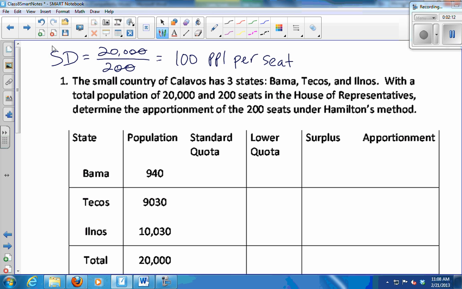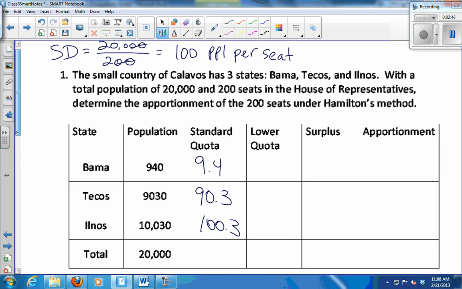Then you take each state's population, and we have to know how many sets of 100 it has, because for every set of 100 people, they get a seat in Congress. So I have to do each of these populations divided by 100. 940 divided by 100 is 9.4. 9,030 divided by 100 is 90.3. 10,030 divided by 100 is 100.3. And so my total seats, if I added those numbers up, I would get 200. Right? Giving out exactly 200 seats.